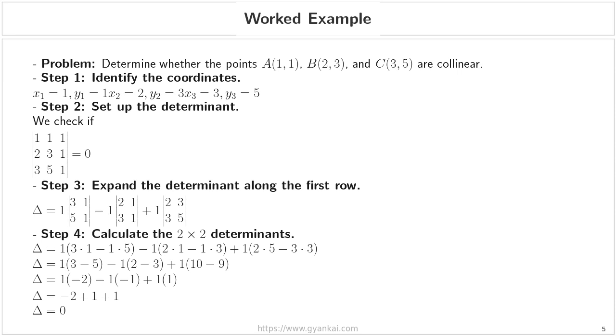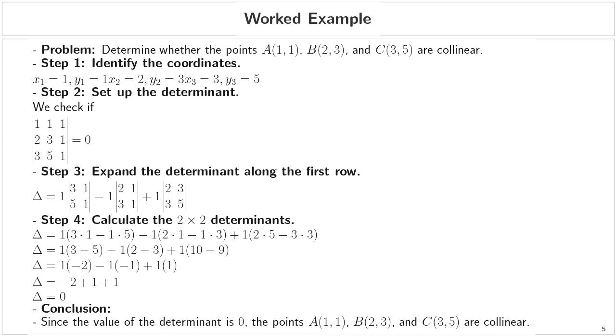Step 4, let's calculate these 2x2 determinants. For the first part, 1 times the quantity 3 times 1 minus 1 times 5. For the second part, we have negative 1 times the quantity 2 times 1 minus 1 times 3. And for the third part, 1 times the quantity 2 times 5 minus 3 times 3. Let's simplify that. This gives us 1 times the quantity 3 minus 5, minus 1 times the quantity 2 minus 3, plus 1 times the quantity 10 minus 9. Continuing the simplification, we get 1 times negative 2, minus 1 times negative 1, plus 1 times 1. This simplifies further to negative 2, plus 1, plus 1. When we sum these up, the final result is exactly 0.